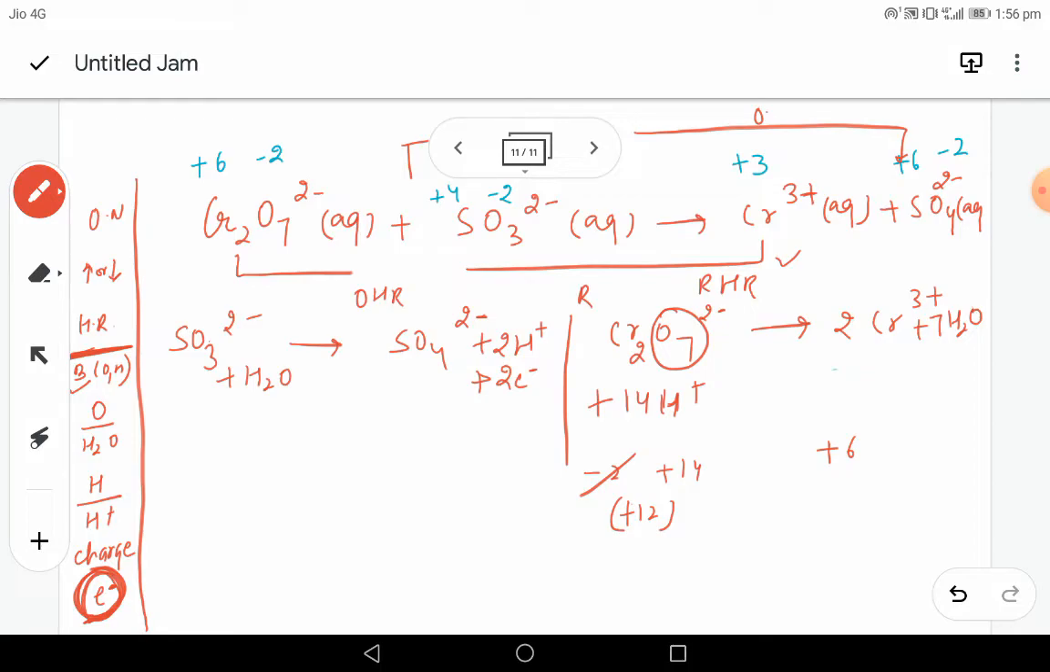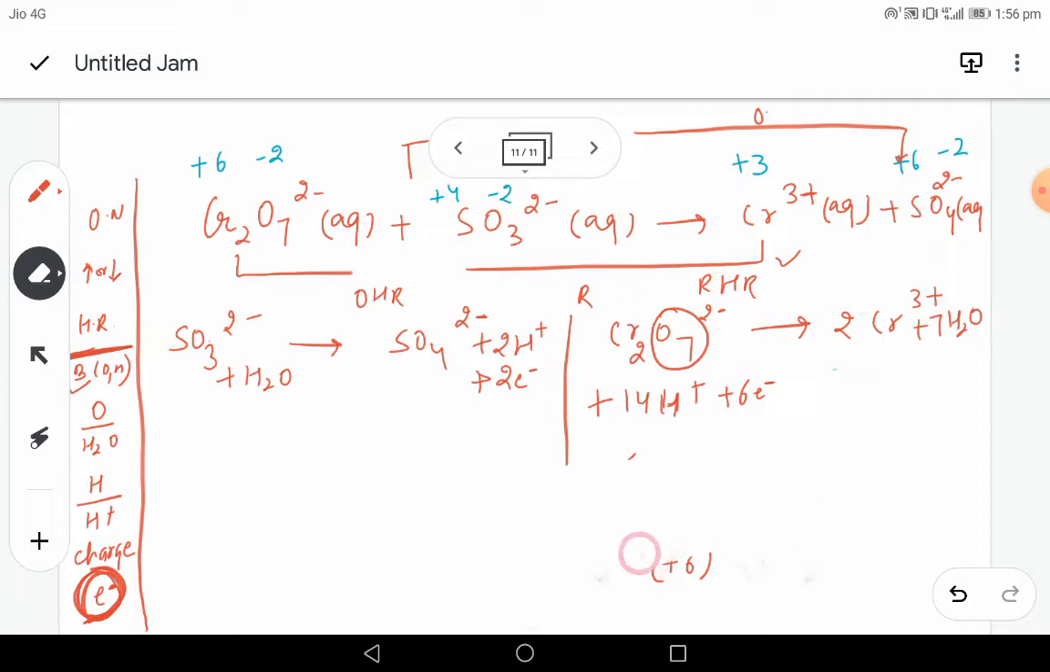Now how can I make 12 and 6 equal to each other? If I add 6 electrons to the reactant side, it means I have added 6 negative charge. 6 will cancel this positive and it will become +6. So now the charge on both the sides is balanced. We are done with this.